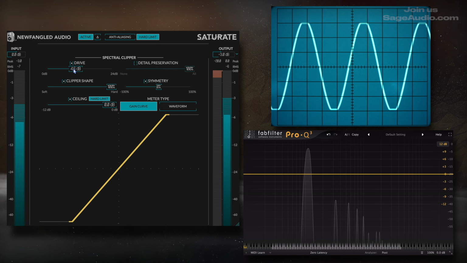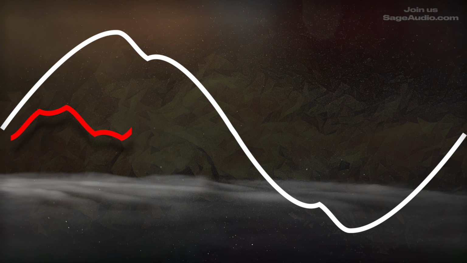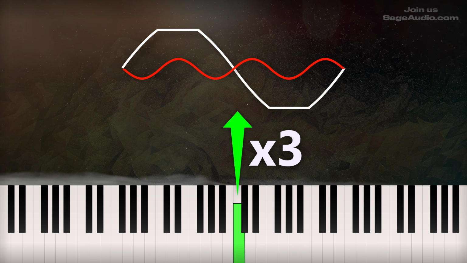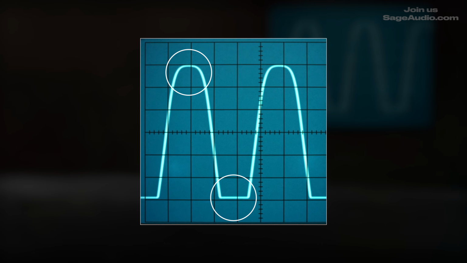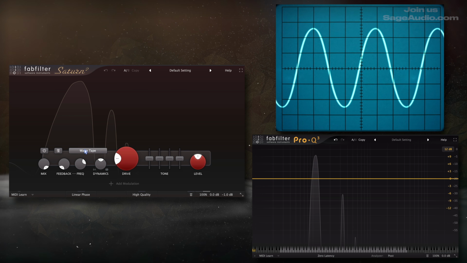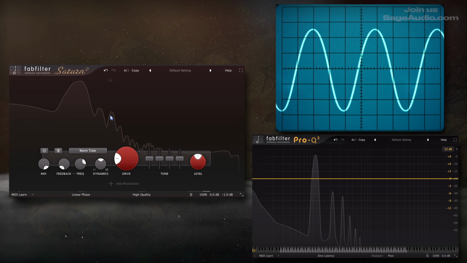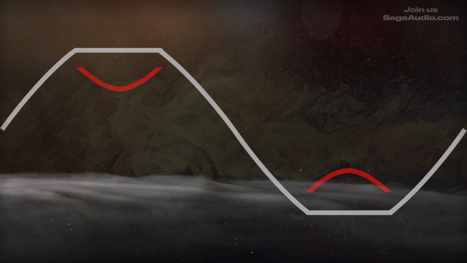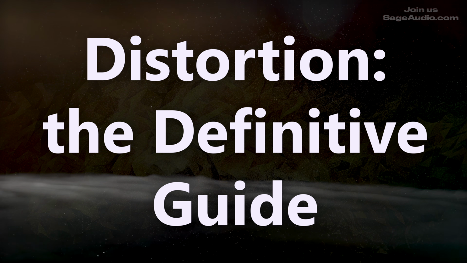Distortion is one of the most interesting topics in audio. It's seemingly simple, but it's such a complex and nuanced part of recording, mixing, and mastering. So let's cover all the different types of distortion, from tape to tube, clipping, and more. We'll talk about where types of distortion overlap, where they differ, and of course, look behind the scenes to get a better idea of what's actually happening. So let's get into distortion, a definitive guide.